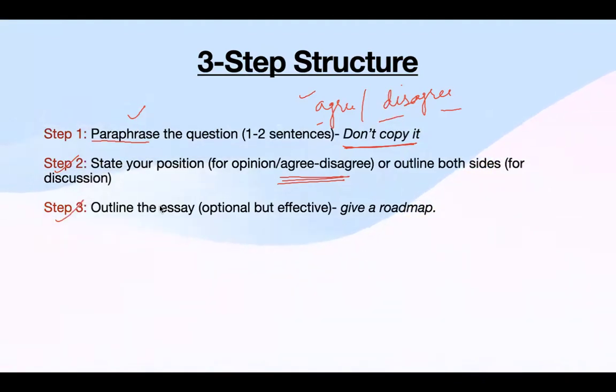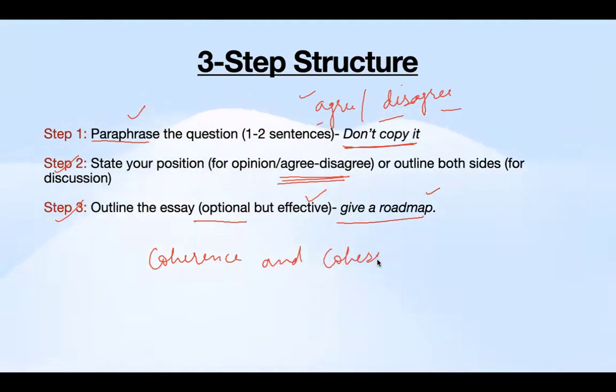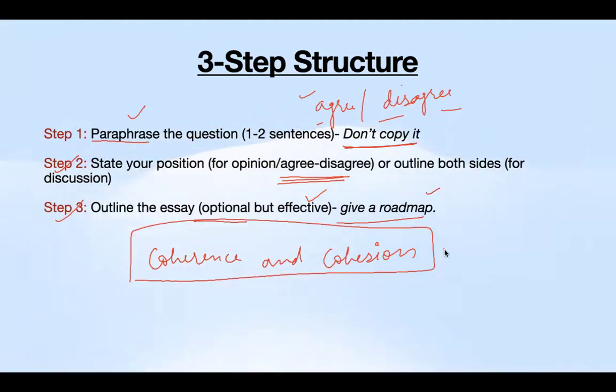Next, the third step is to outline the essay. This is optional, but it is effective. What is this outline? It gives a roadmap to whatever things you will be writing in your body paragraphs. You can also say that it briefly mentions what the essay will discuss. It is more like the parameter coherence and cohesion. It will help you to fulfill this parameter, coherence and cohesion. Now let's begin.